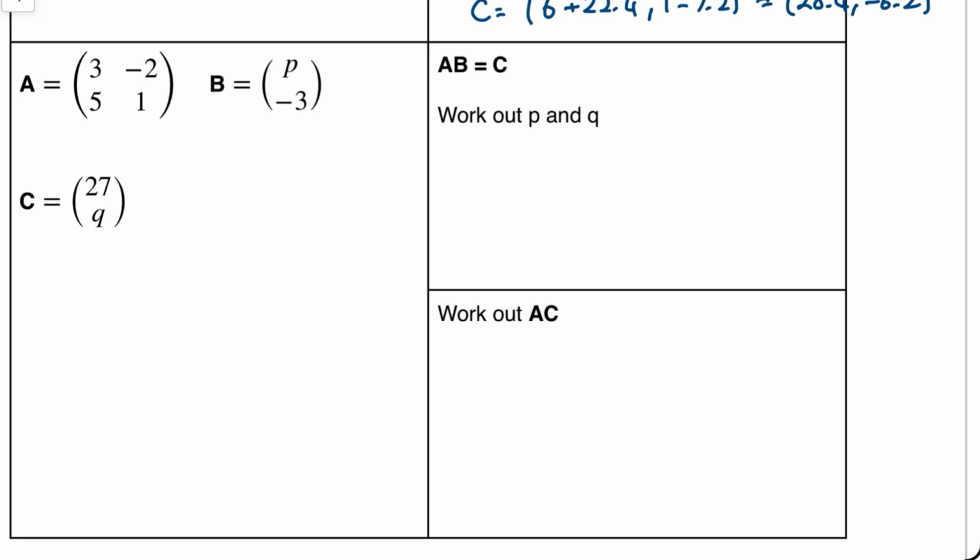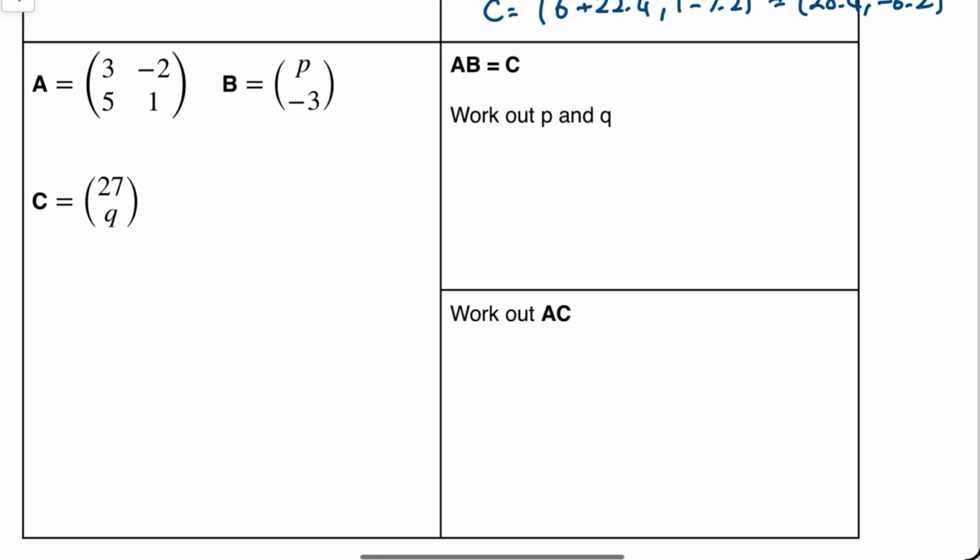Final question. Looks like we've got a bit of a matrix question. So it tells me AB equals C, work out p and q, then work out AC. Okay, so let's do this step by step. So it tells me that A times B, so (3, -2; 5, 1) times B, which is (p, -3), is equal to C, which is (27, q).